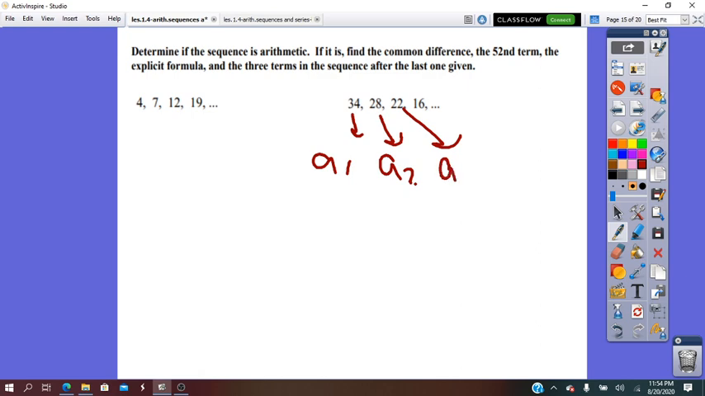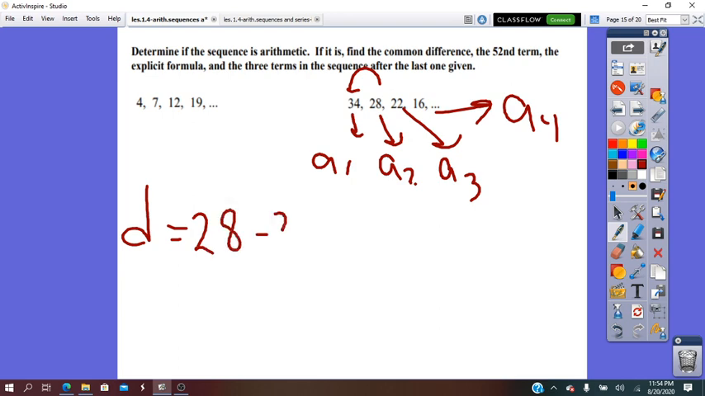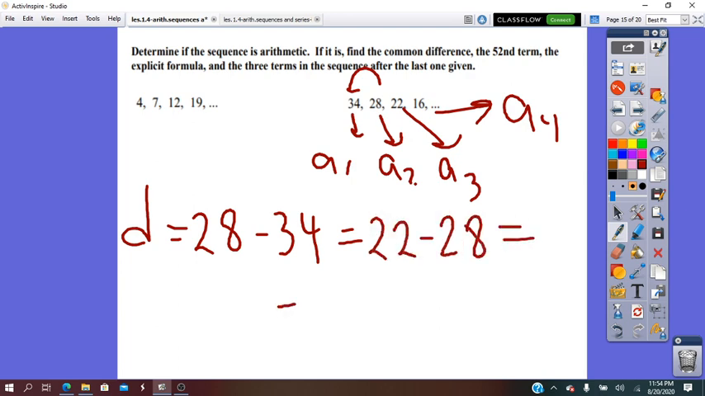22, it's the third term, A3. 16, it's the fourth term, A4. We look for the common difference. A2 minus A1, it will be 28 minus 34. We'll check if it equals 22 minus 28, which has to equal 16 minus 22.